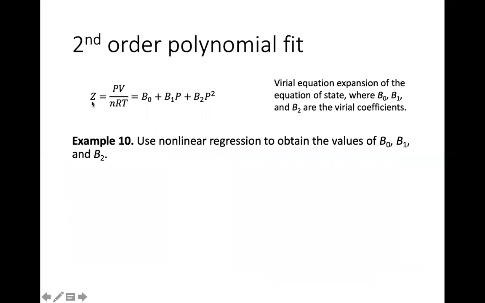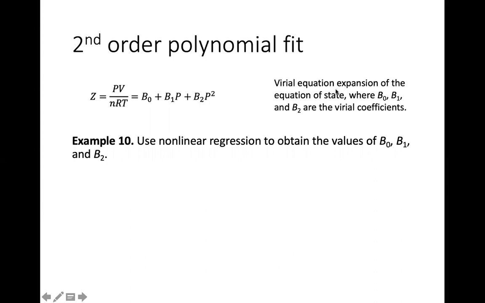If you look at the virial expansion, which is one way of writing the equation of state of a real gas, then it looks like this. You can set the compressibility factor, which is defined as PV over nRT, equal to a polynomial expansion, written in this case in terms of pressure. If we go to the second order term in the expansion, then we get a constant plus a linear term in pressure plus a quadratic term in pressure. And of course, you could extend this also using higher order terms if you wanted.